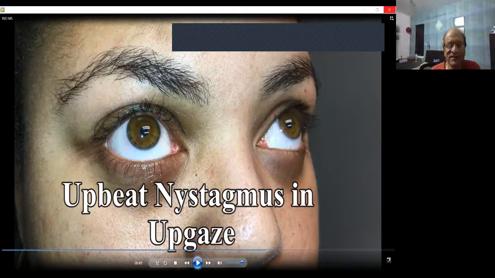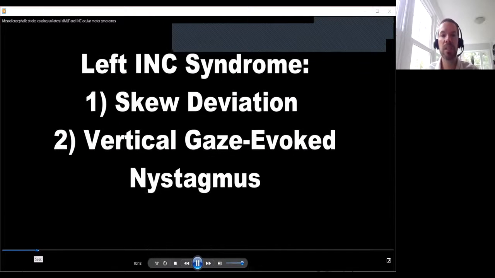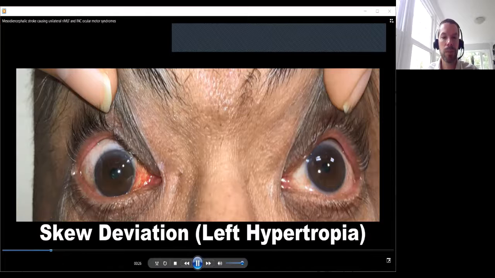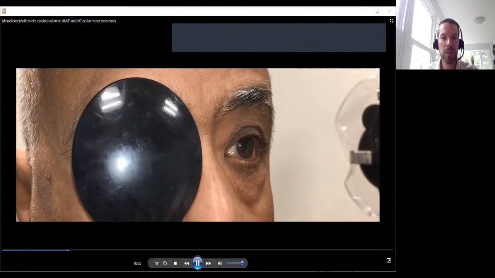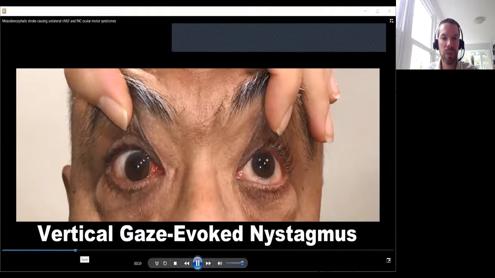I can show you a quick example if you'd like to see that of an INC syndrome. Yes. And here's a quick example of the INC part. So left INC, he's got a skew, he's got vertical gaze-evoked nystagmus. Here's the skew. And again, you can see the left eye come way down, the right eye comes way up. This is a left INC lesion.